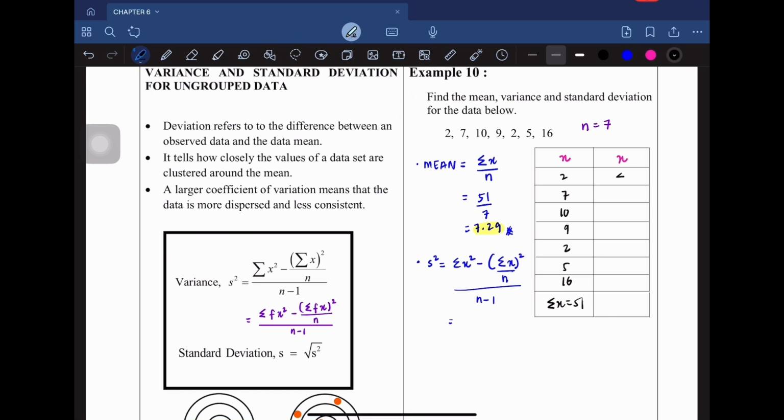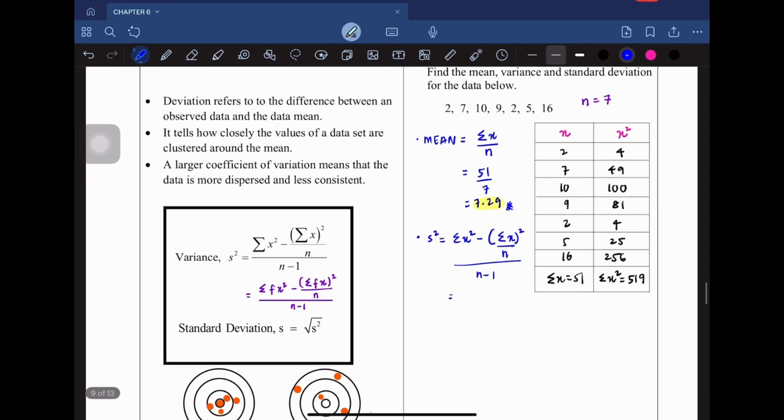So x squared of 2 is 4, this is 49, this is 100, this is 81, this is x squared. And then 5 square is 25, 60 square is 256. So we add up all this together, so that's how you get the summation of x square, which equal to 519.